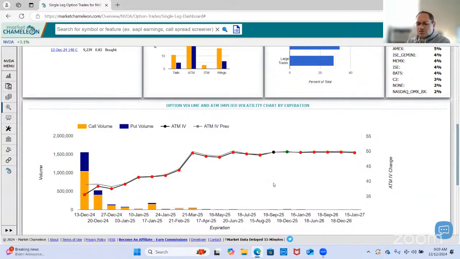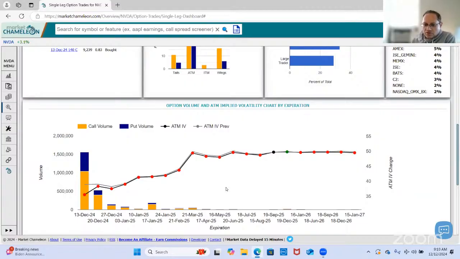the puts. So looking at this, we could see quickly that trading in Nvidia is really concentrated or skewed towards the shorter dated options, and that more volume in the call options than in the put options. So mostly call options, and in the shorter dated options, we do see a little bit of volume if we go out further, but not close to what we see in those shorter dated options.